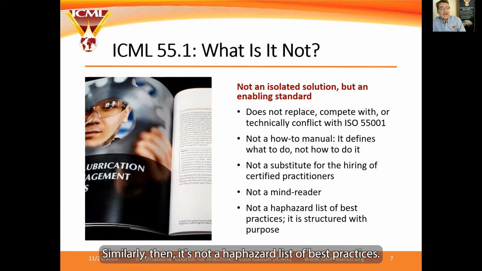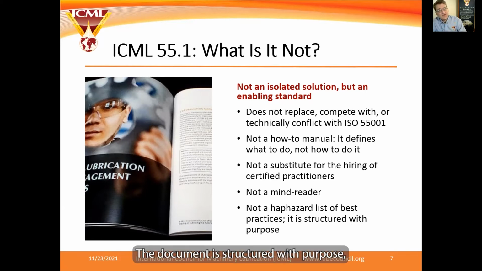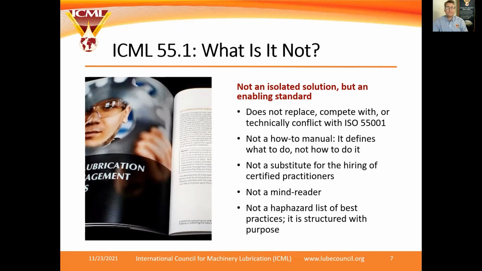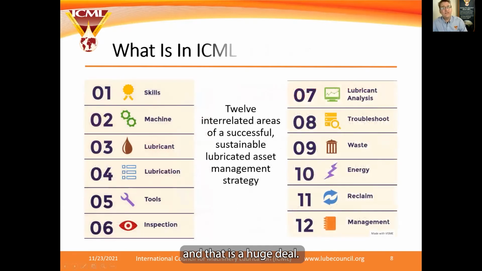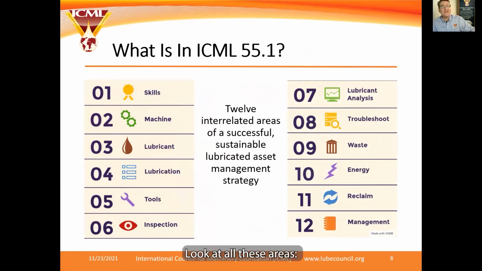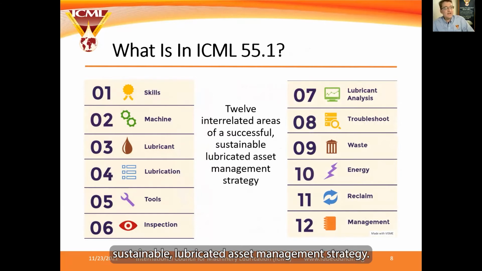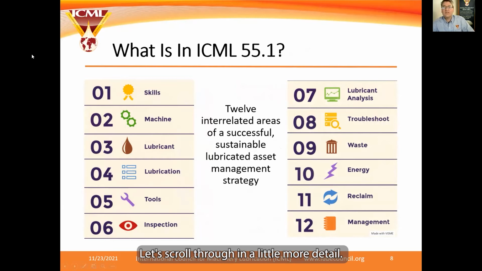That's what you have to bring to the table. Similarly, then, it's not a haphazard list of best practices. The document is structured with purpose, and that is a huge deal. So what are those 12 areas I was talking about? Well, this is the meatiest part of the structure right here. Look at all these areas. The 12 interrelated areas for a successful, sustainable, lubricated asset management strategy.